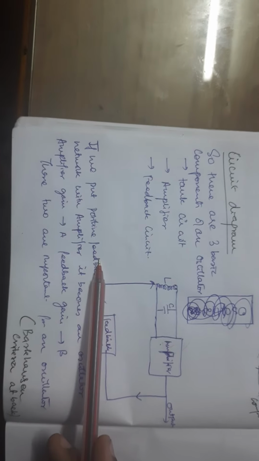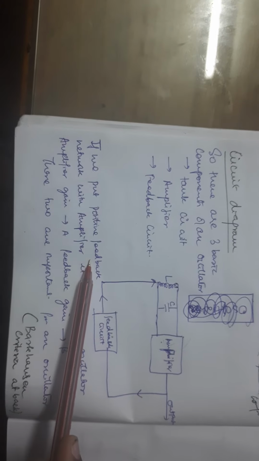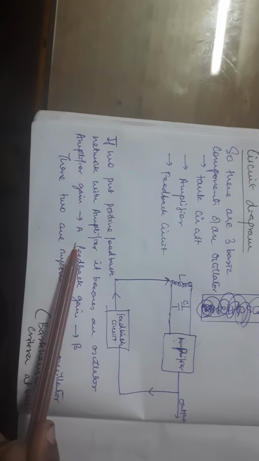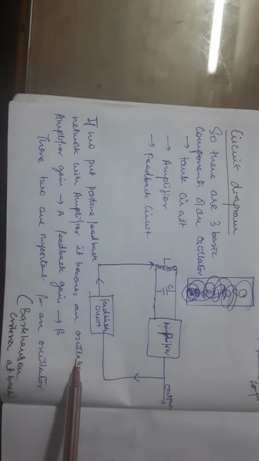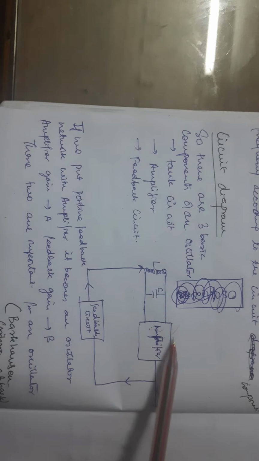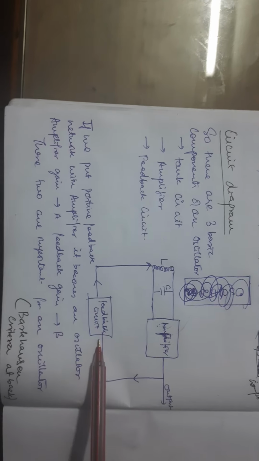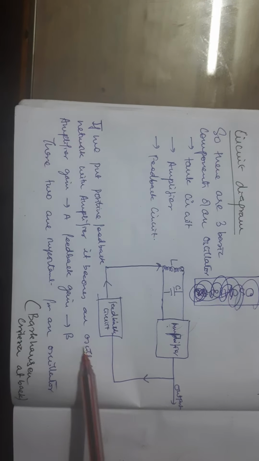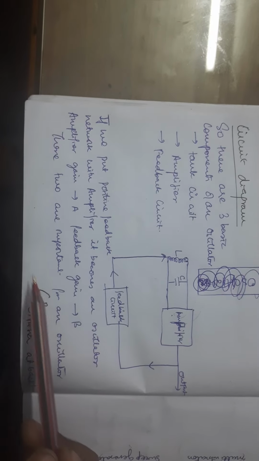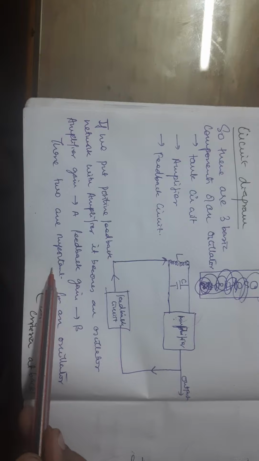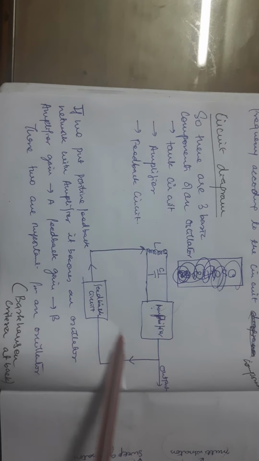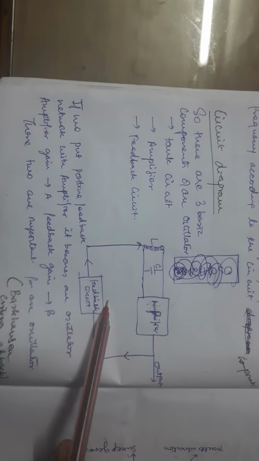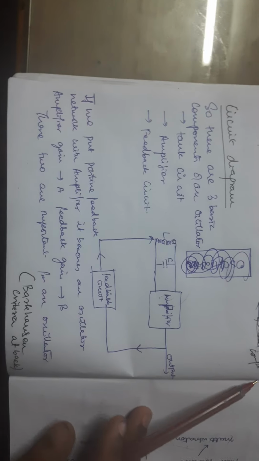If we put a positive feedback network with an amplifier, it becomes an oscillator. Amplifier gain is A and feedback circuit gain is beta. These two are very important for an oscillator. If these two are put together, it becomes an oscillator.